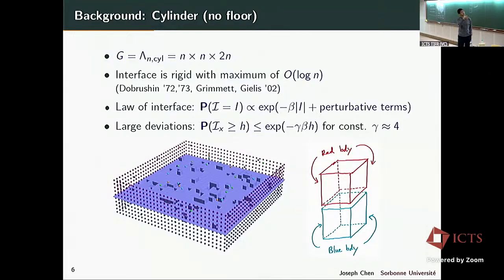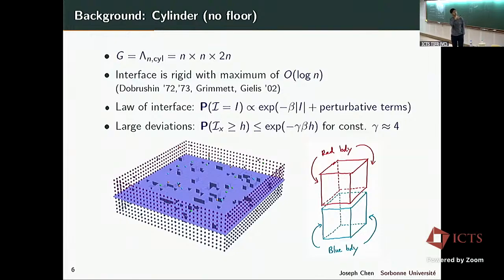So he says that the law of this interface should be given by exponential minus beta times the size of the interface. This is expected because everywhere you see the interface, there's a blue next to a non-blue, for example. And then plus some perturbative terms, which come from the fact that the model is not just the interface model, it's the whole 3D Potts model. So you have to account for the partition functions above and below. And this gets encoded by a cluster expansion into some perturbative terms.